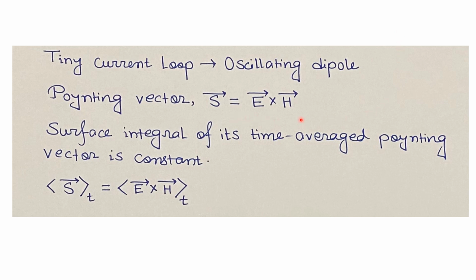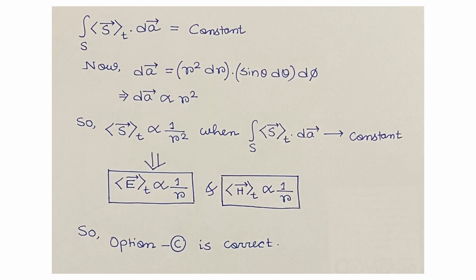E cross H, where E vector is the electric field and H vector is the magnetic field intensity. It is also given the surface integral of its time averaged Poynting vector is constant. So the time average of S vector will be this, which is basically time average of E cross H. Now, according to the question, the surface integral of the time averaged Poynting vector is constant.